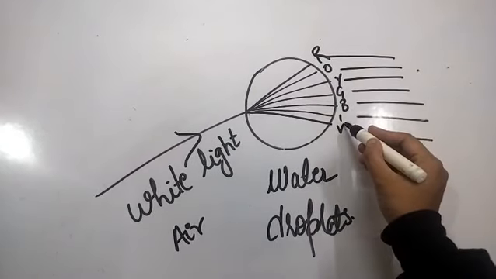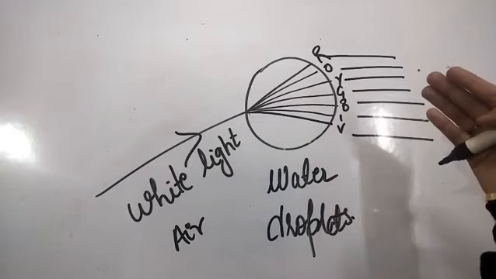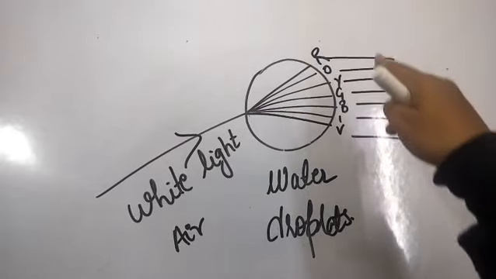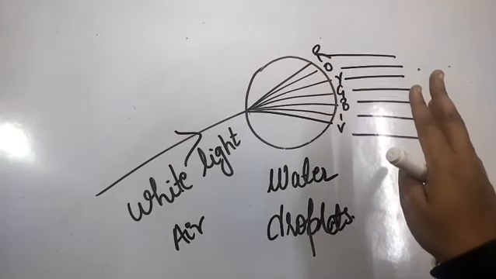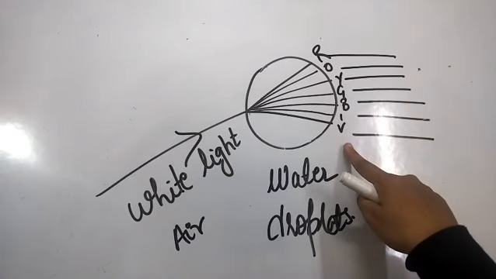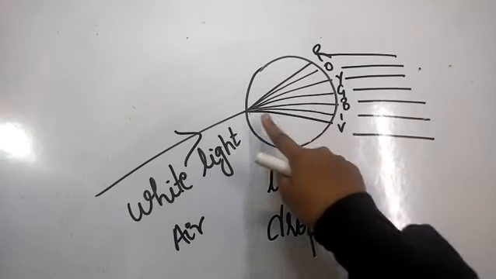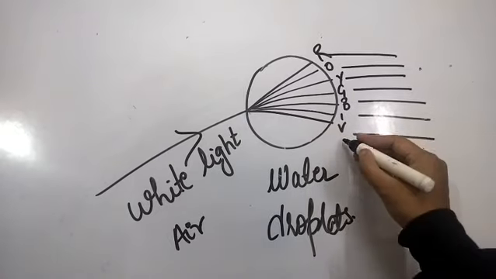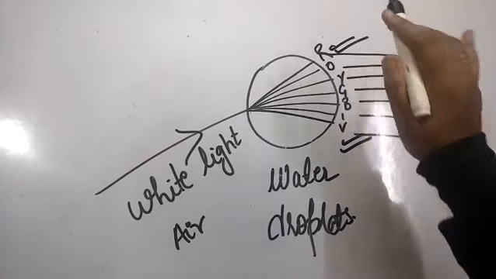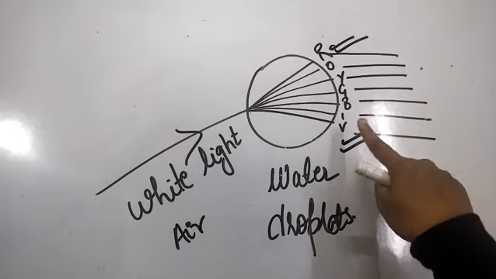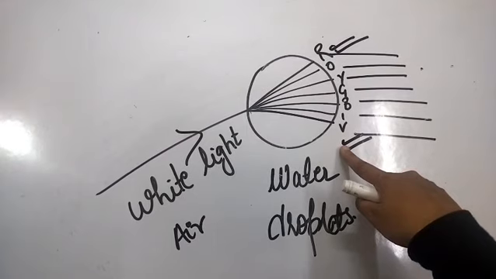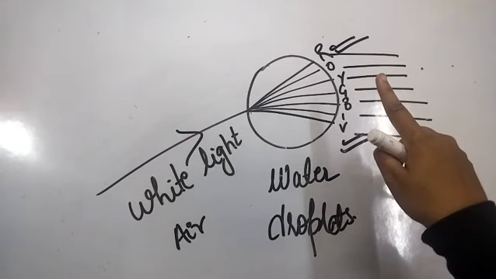Now students often get confused whether we have to write VIBGYOR from here to here or from up to down. Always remember that when dispersion of light occurs, violet color shows maximum bending. The maximum bent color is violet and the least bent color is red. So always start writing VIBGYOR from below to upwards. Violet will always be down and red will always be up.